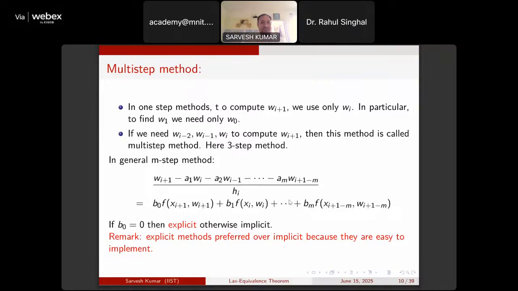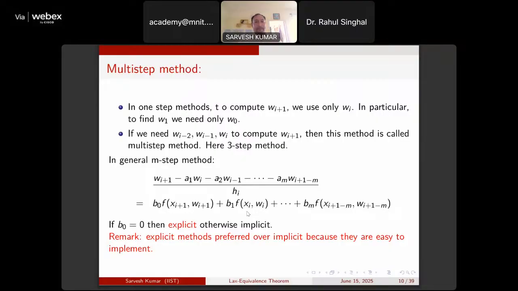Suppose we have a multi-step method. What does multi-step method mean? To compute wi, suppose we need wi minus 1 here. Let's say we need wi minus 2, wi minus 1, wi to compute wi plus 1. So you need more than one step to reach somewhere. That's called a multi-step method. This is a 3-step method, because you need 3 steps to reach wi plus 1. In general, the m-step method can be written in this form.